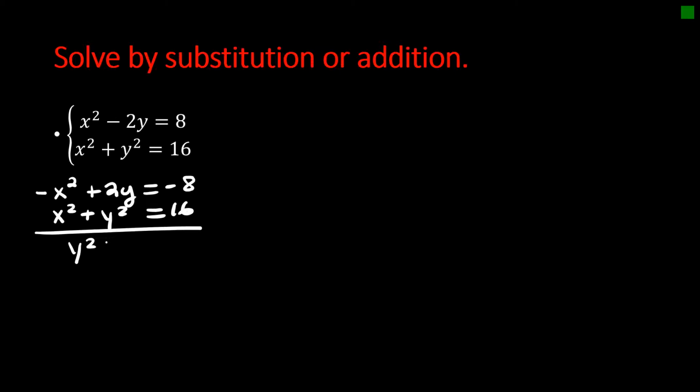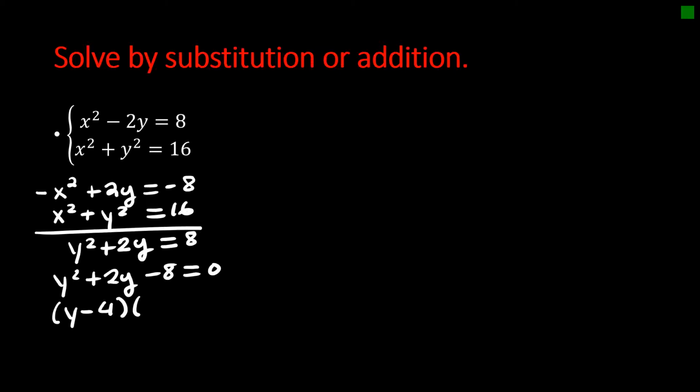I'm going to have y squared plus 2y equals 8. So y squared plus 2y minus 8 equals 0. This factors to y plus 4 times y minus 2. So y is going to be negative 4, or y is going to be 2.